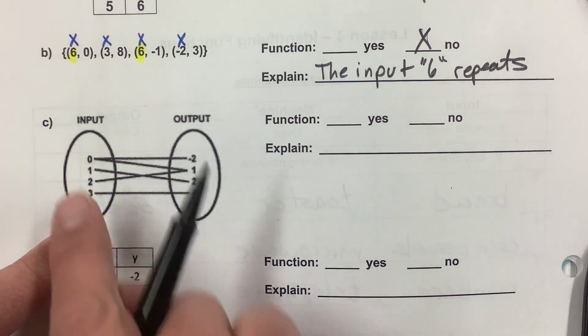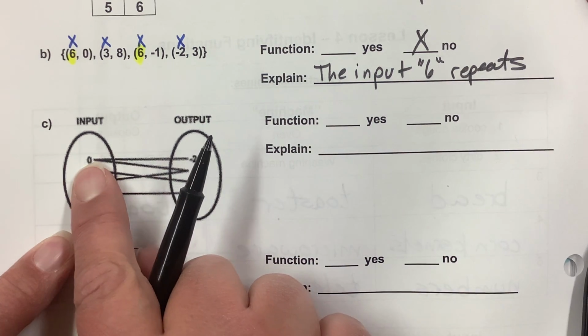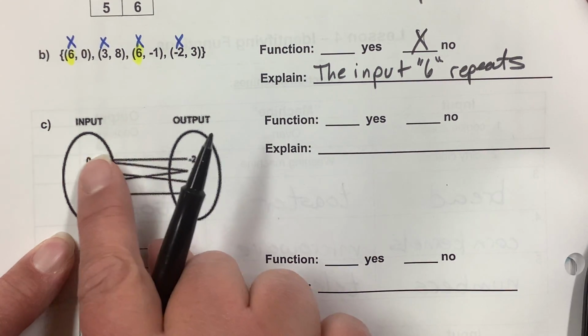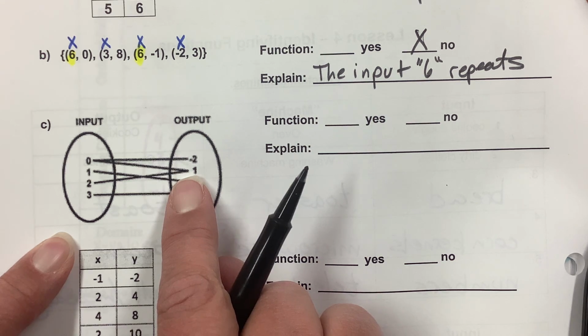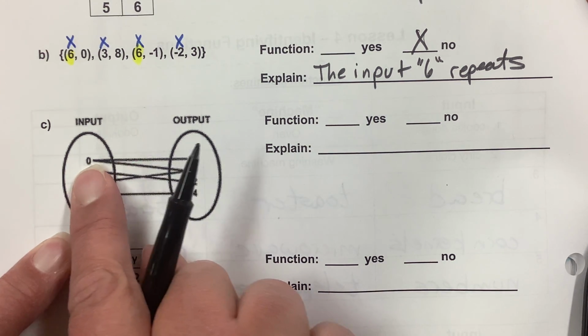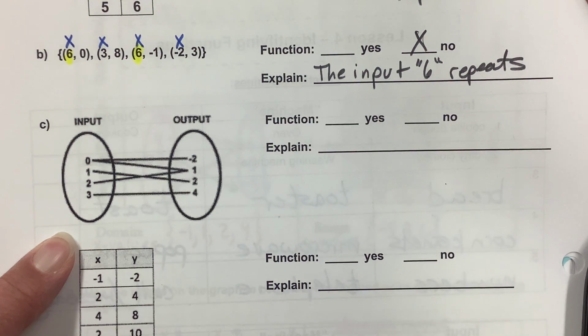And here's the input, 0. Oh, but 0 has -2 and 1. That's 1 input and 2 outputs. Well, that means it's not a function.